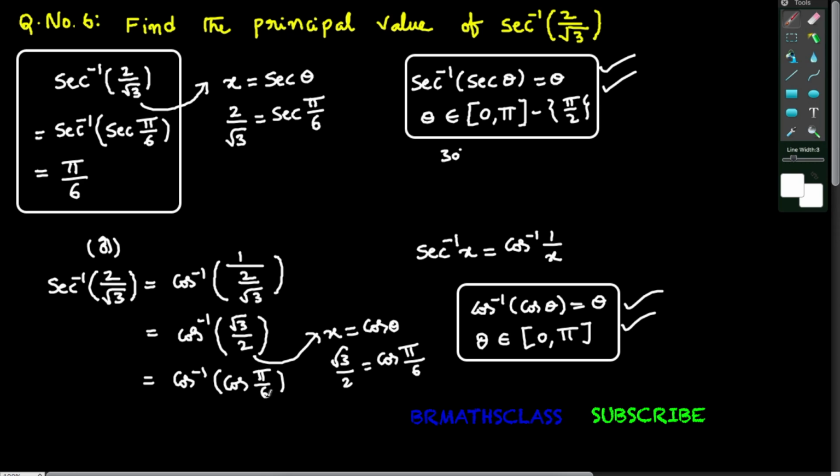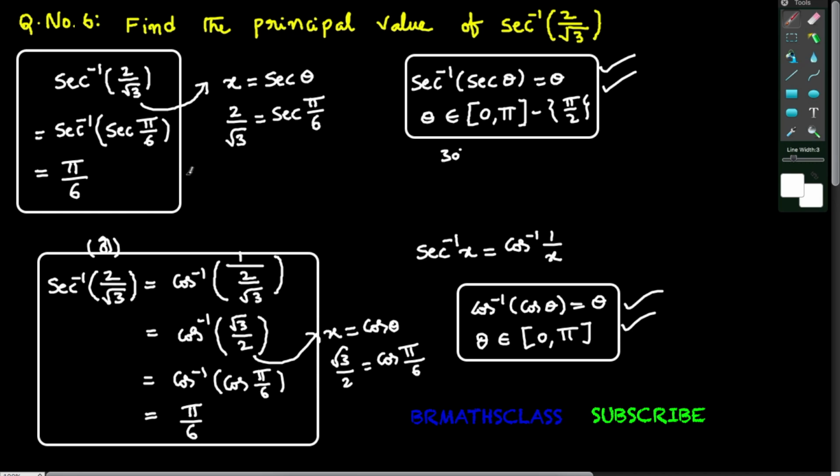Pi by 6 means 30 degrees. Is 30 degrees there in this interval? Yes, 30 degrees is there in between 0 and 180. So I can apply the formula cos inverse of cos theta equals theta. Cos inverse of cos pi by 6 equals pi by 6. Now you observe, in this first method, the principal value of secant inverse of 2 by root 3 is pi by 6. In the second method also, the principal value of secant inverse of 2 by root 3 is pi by 6.